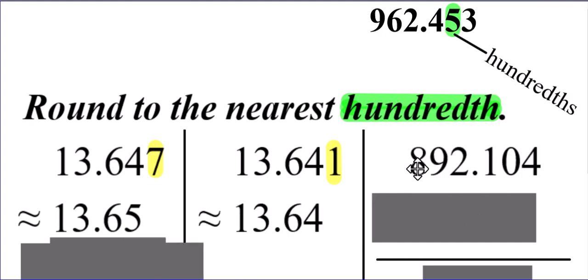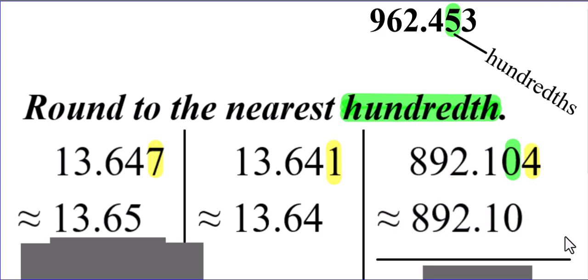Here's another example, 892.104. We're rounding to the hundredths. The 0 is in the hundredths. Now we have to look to the digit to the right of that, always to the right. That is only a 4. Therefore, the 0 is going to stay a 0, making this become 892.10. Notice I kept the 0 there because the directions are requiring me to round to the nearest hundredth. I have to keep a digit in the hundredths.